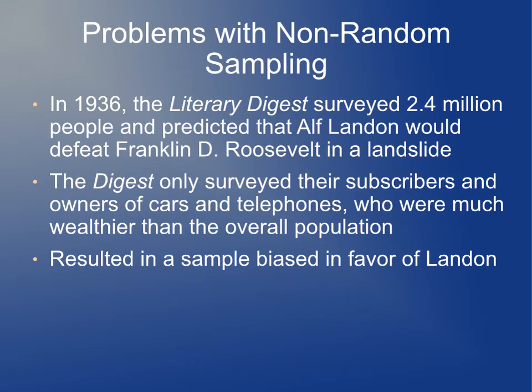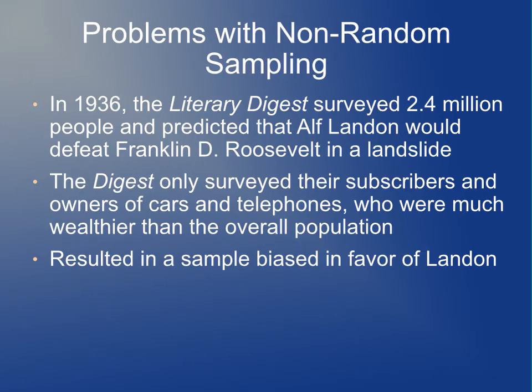In 1936, the magazine Literary Digest performed what is to this day one of the largest presidential election surveys ever conducted. They surveyed 2.4 million people, and they predicted that Alf Landon would defeat FDR in a landslide. If you remember your U.S. history, you know that they were spectacularly wrong about that one.